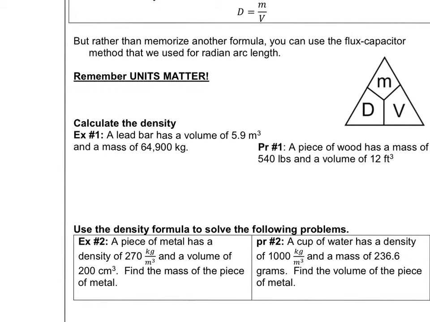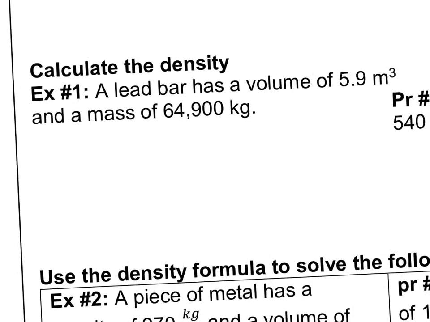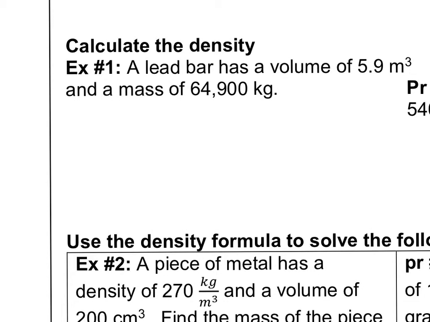Okay, so we got some basic practice problems here. First one just says calculate the density, and remember, units matter here. Okay, units are really important. So let's zoom in. It says a lead bar has a volume of 5.9 cubic meters and a mass of 64,900 kilograms. What's the density?